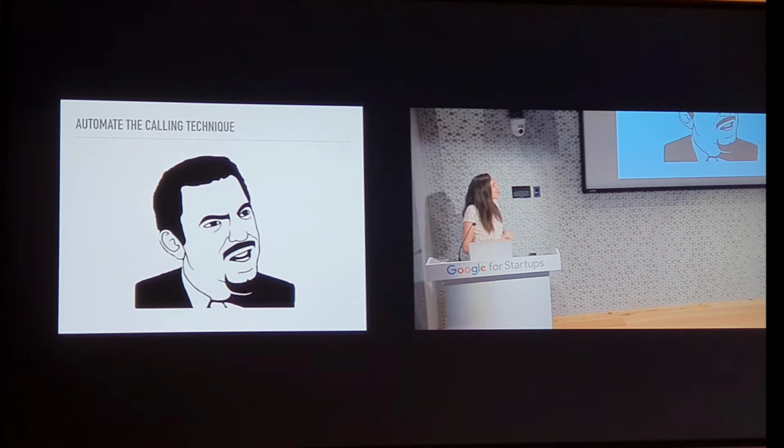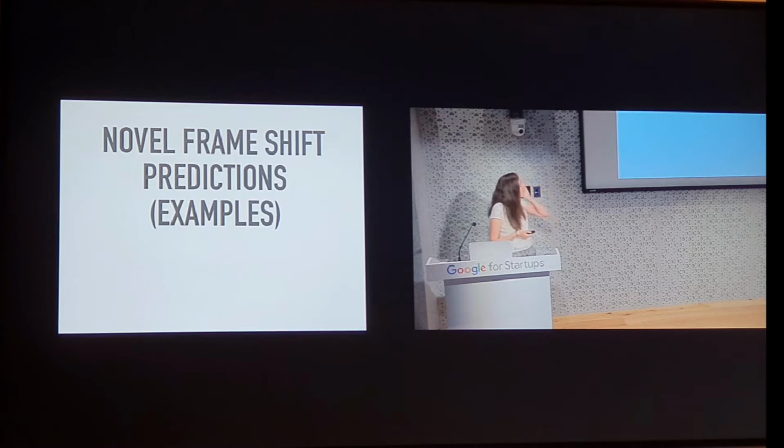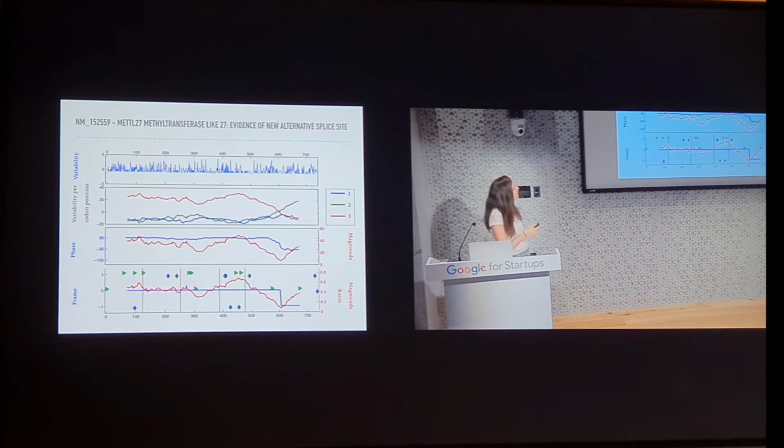So I'm going to end with two examples of frameshift predictions from the actual human genome, which are very interesting. This is the first one. It's a case where, if there's anyone here that works on RNA modification, you would know the significance of this protein. And this is a case where you have a -1 frameshift close to the end of the protein.